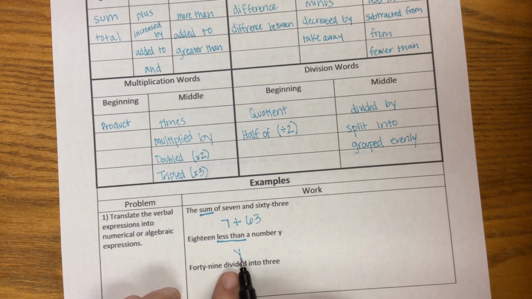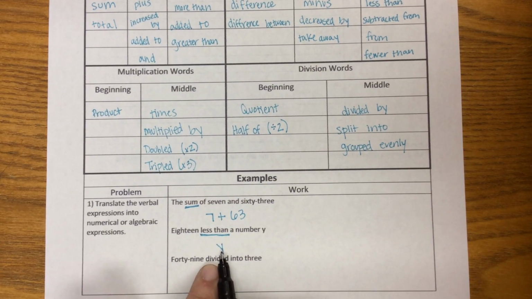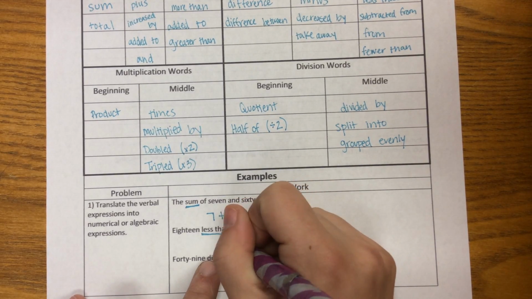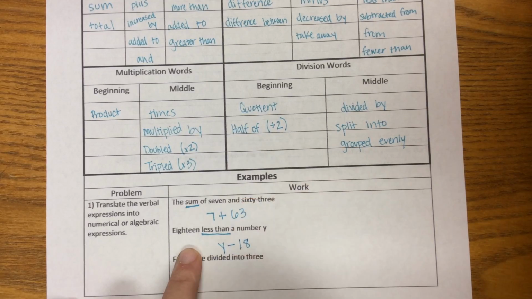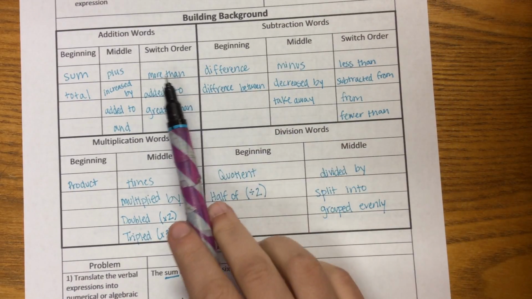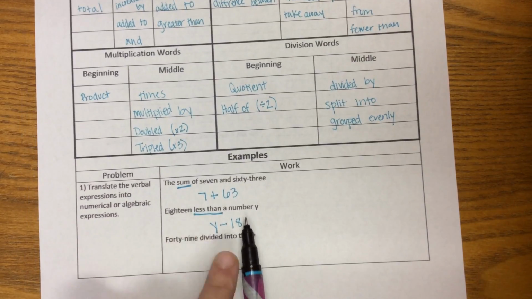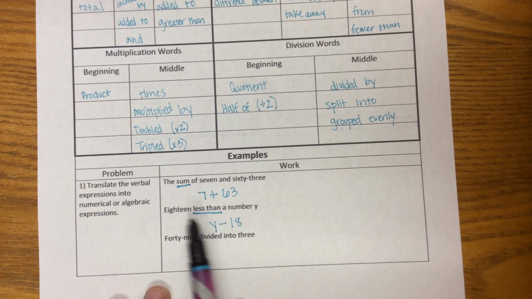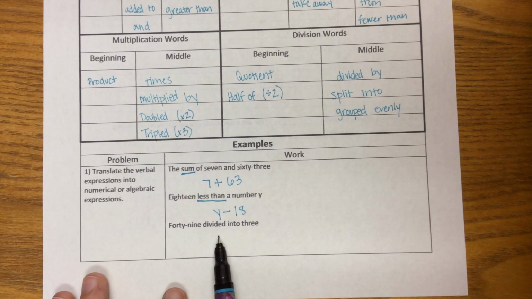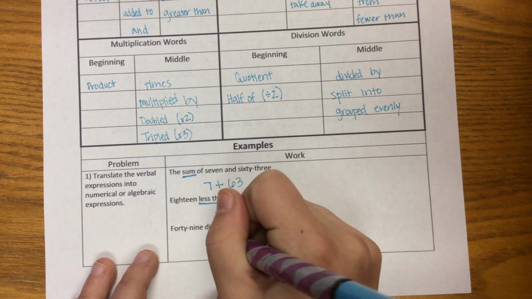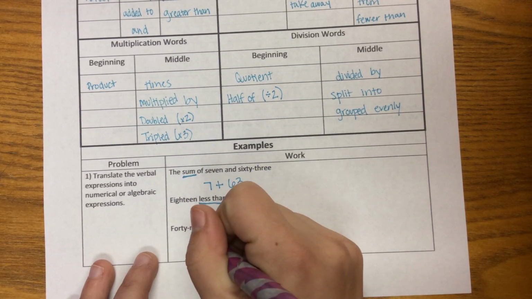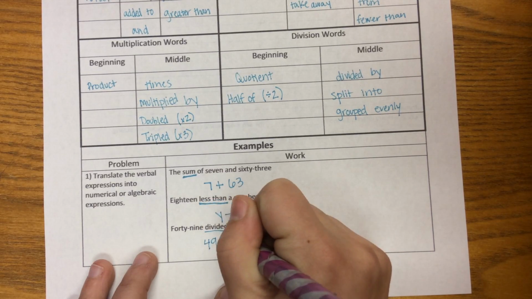But really we know a variable is a number. So when we write this in words, we write this as a number y. So less than meant to subtract, and then 18. So that's what these mean. Switch order. Okay, means that we're going to take the two numbers and we switch the order. So this y comes first, this 18 comes second. Okay, 49 divided into 3. So that one's just divided into, it tells you exactly. So 49 divided into 3.